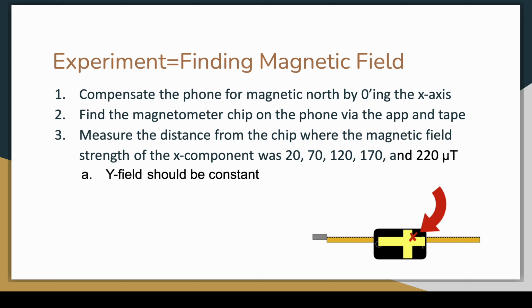Experiment. Finding the magnetic field. Now, we compensated the phone to find the magnetic north by zeroing the x-axis on the app. And then we found the magnetometer chip on the phone via the app and tape, as demonstrated in the figure below. After that, we measured the distance from the chip where the magnetic field strength of the x component was 20, 70, 120, 170, and 220 µT. And the y field for these values should have been constant.